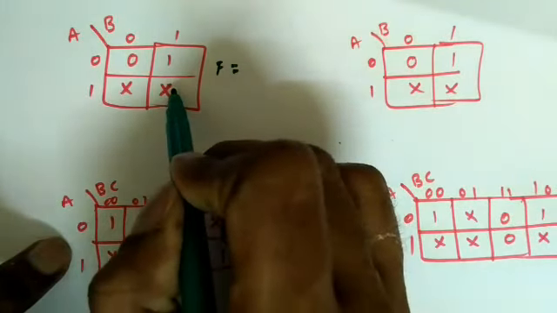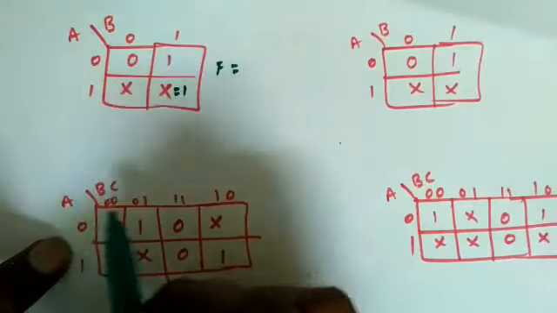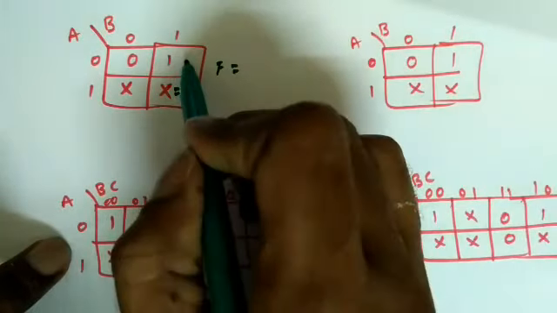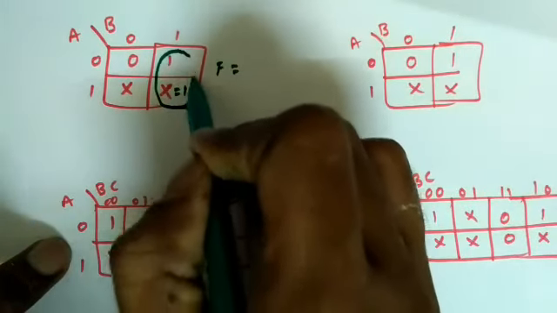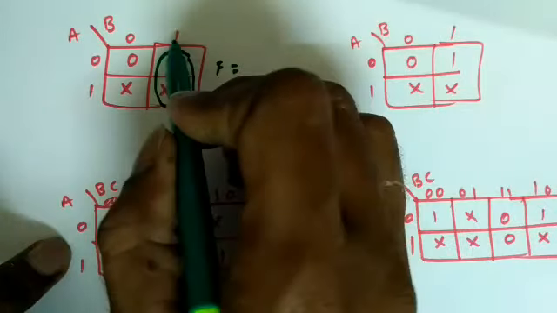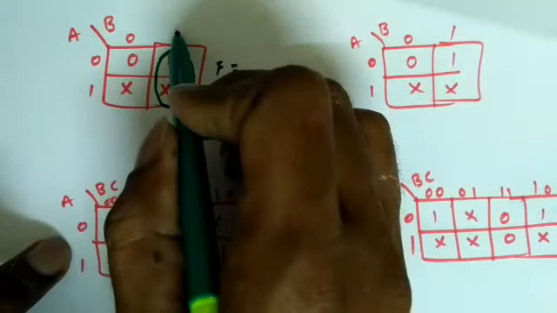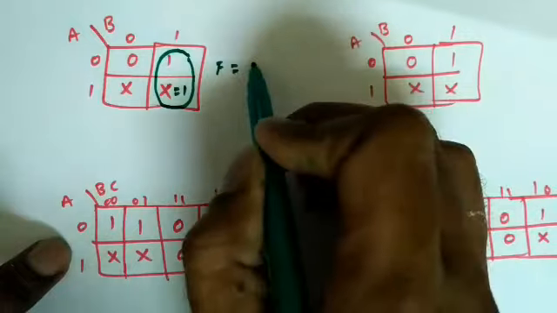Now suppose if I assume this x is equal to 1, can I make a pair like this? Yes, I will make a pair like this. So what is this f is equal to? So one total column is filled, simply this is 1. How to represent 1? This is p.